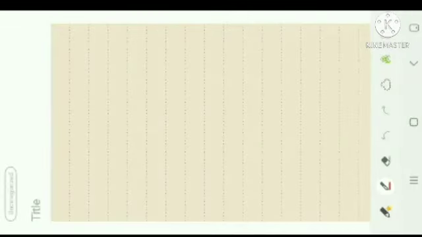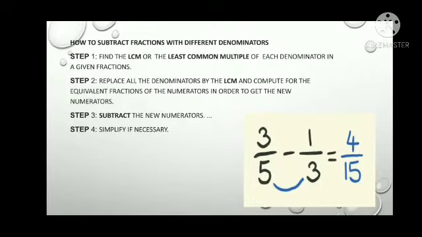Okay class, let us now proceed to how to subtract fractions with different denominators, or subtraction with dissimilar fractions. So for step 1, find the LCM or the least common multiple of each denominator. So however many fractions we have, for the denominator of each fraction we will get the LCM by listing all the possible multiples.